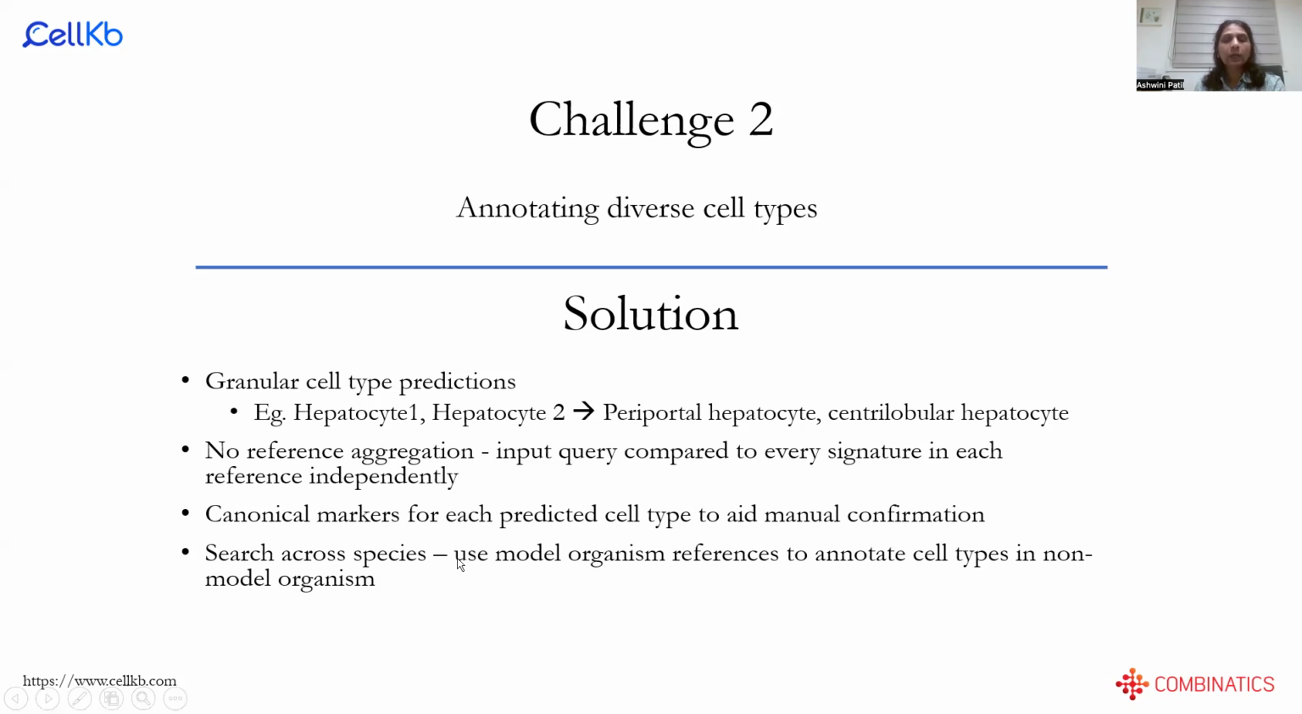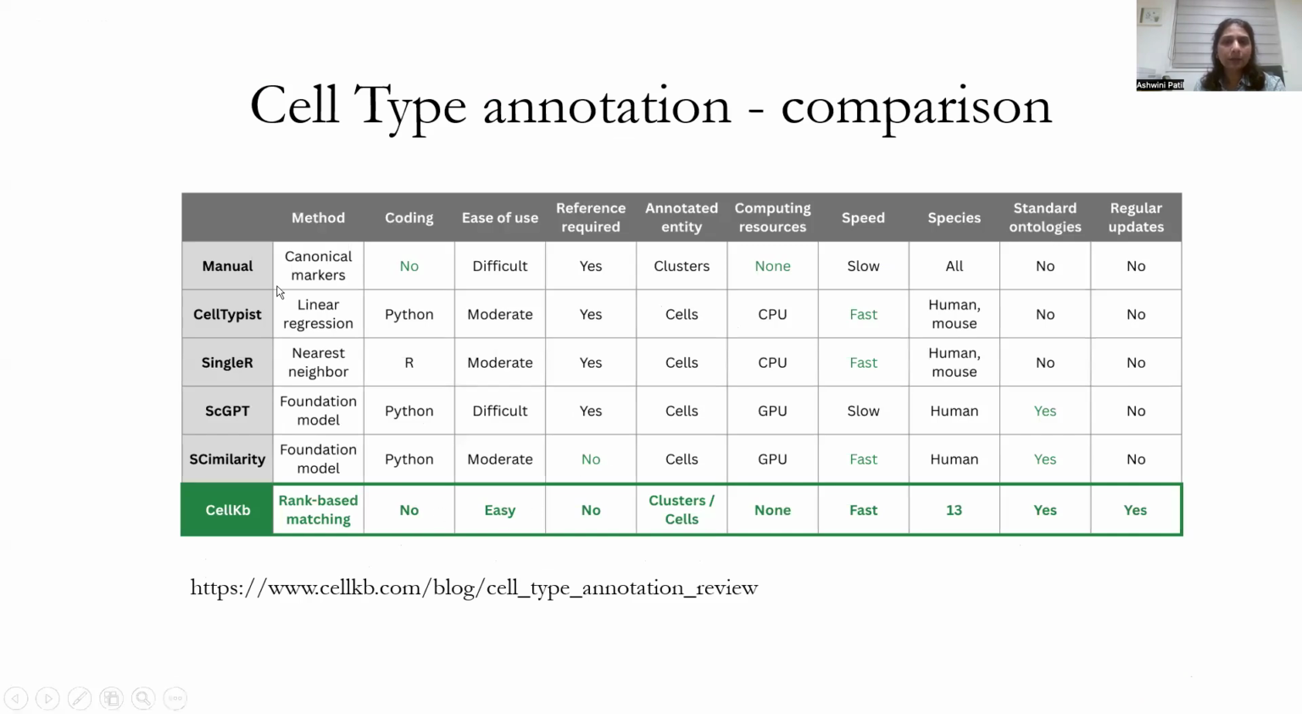And then you can also search across species. So if your single cell experiment is on rat, there aren't enough references in the literature for rat cell types. So you can compare your rat data with mouse cell types, and you can annotate across species for other model or non-model organisms. Or if you have a type of fish that you are studying, then you can compare it with zebrafish, for example. So this is a quick comparison table.